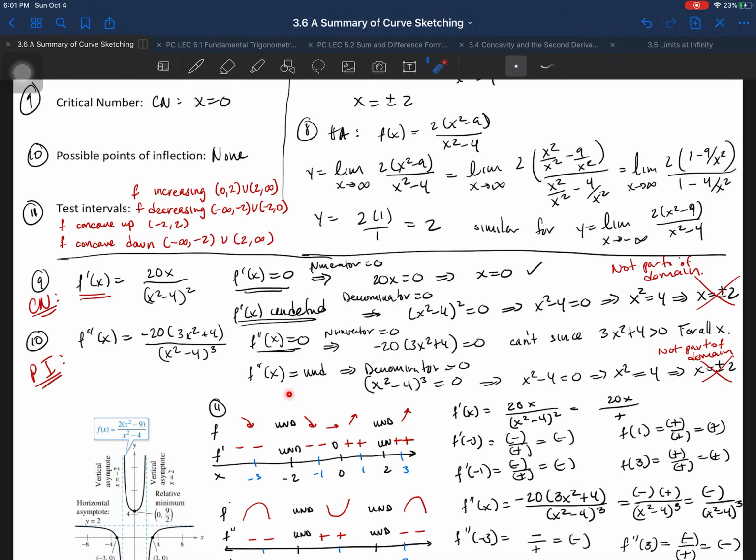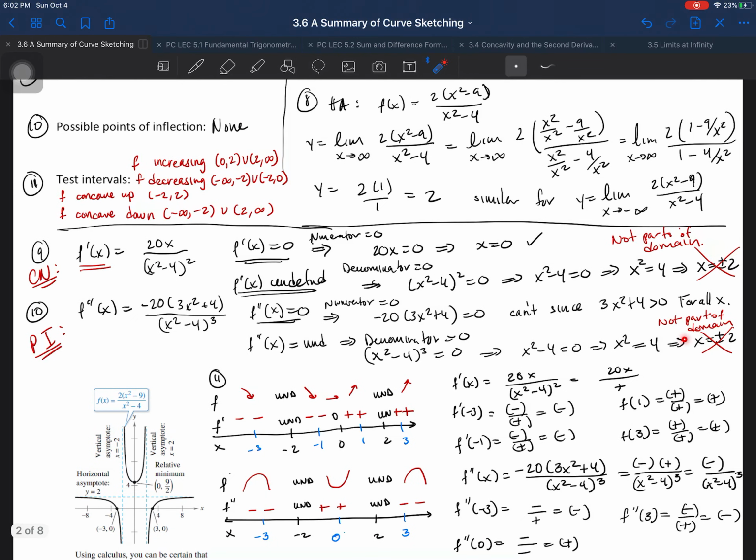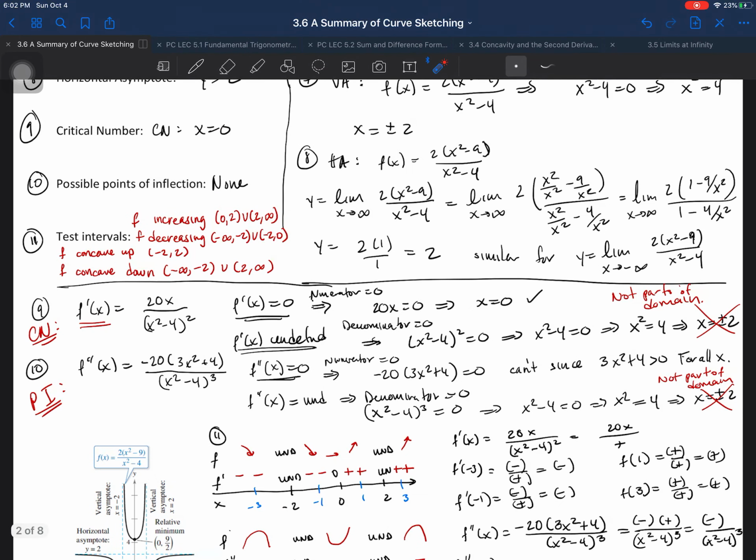So there are no possible points of inflection from here. What about the second derivative being undefined? Well, that happens whenever the denominator is 0. So we set that equal to 0, which is x squared minus 4 equals 0, the same story that we've done before. It's going to happen whenever x equals plus or minus 2. But remember, again, the inflection point must also be part of the domain. These are not part of the domain, so these are not inflection points. They will still be part of the number line, as you will see in a second. So there are no points of inflection in this graph.